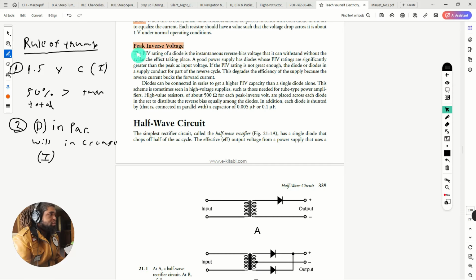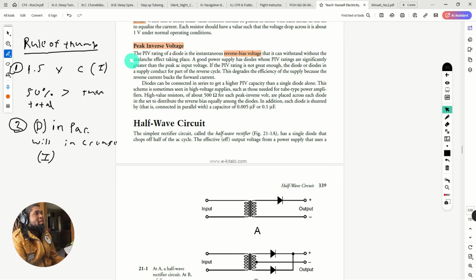So the peak inverse voltage of a diode is the instantaneous reverse bias. I'm going to highlight that because that's an important topic, not just for diodes but also transistors, because transistors are just diodes anyway, right? The instantaneous reverse bias voltage that it can withstand without the avalanche effect taking place.